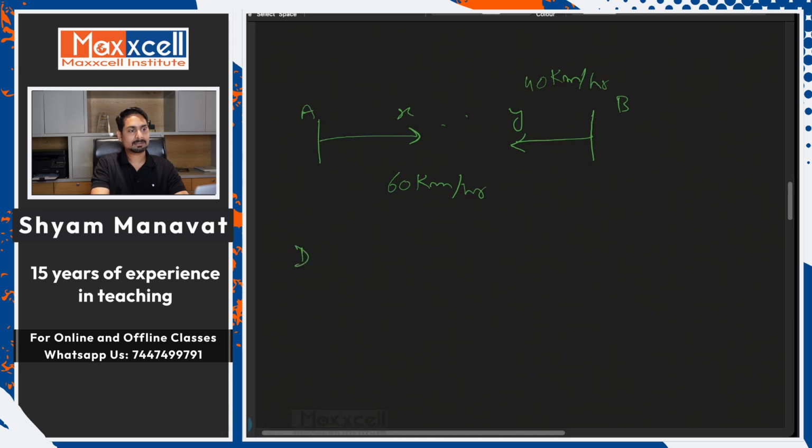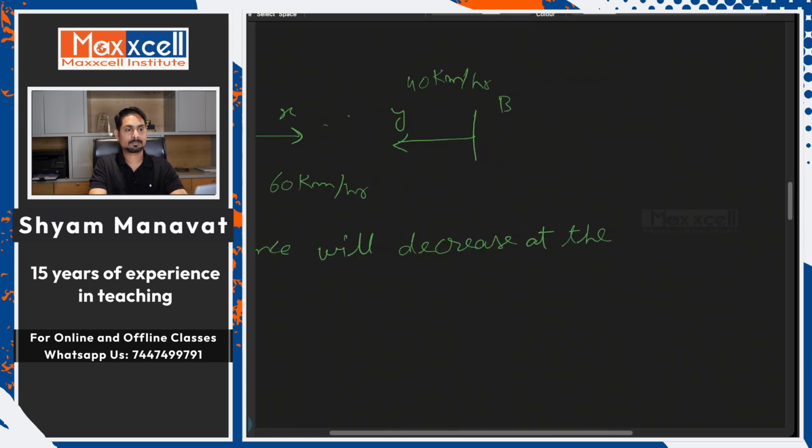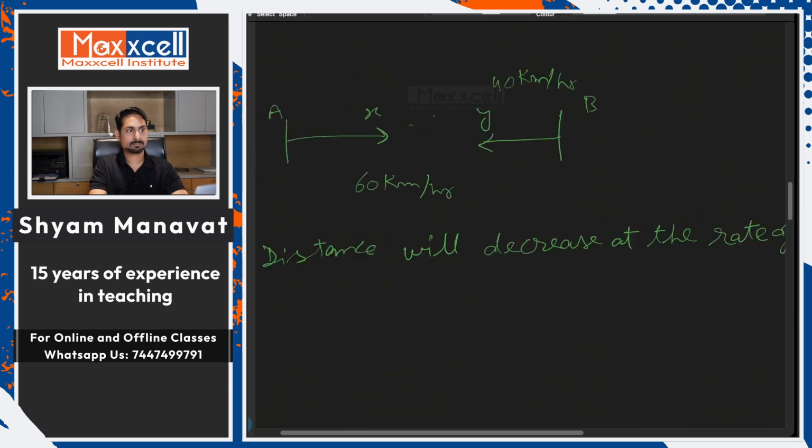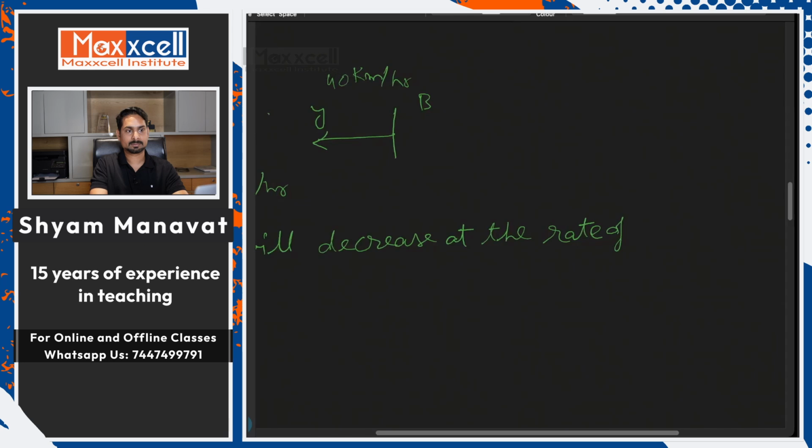So you will say the distance between you and your friend will decrease at the rate of x plus y, 60 plus 40. That means 100 kilometers per hour. Yeah, 60 plus 40. All right.